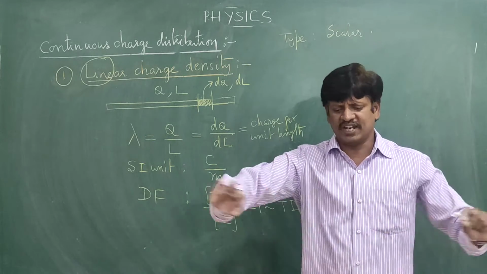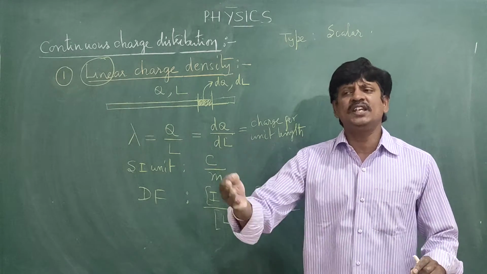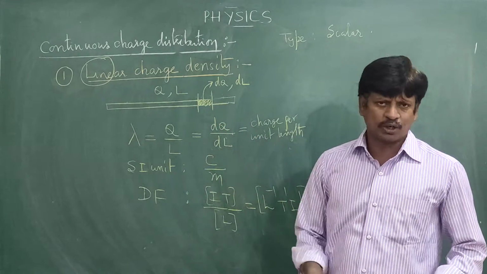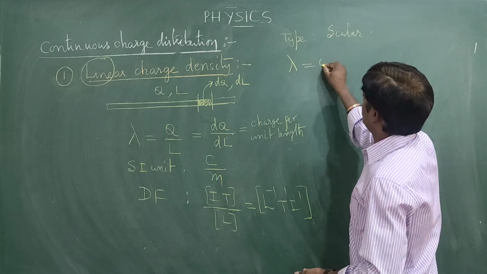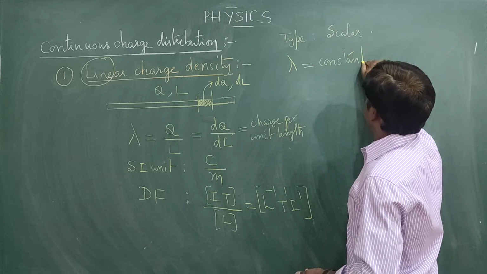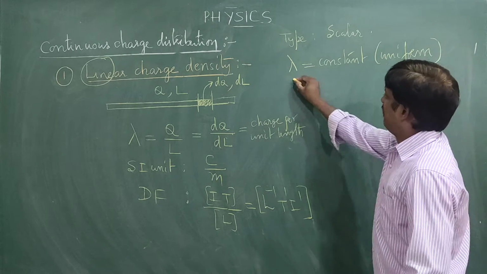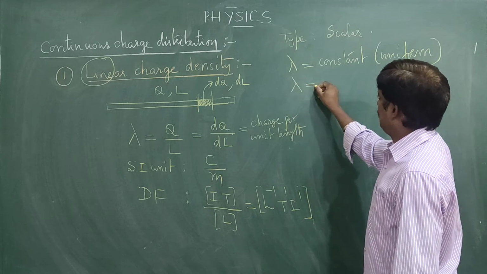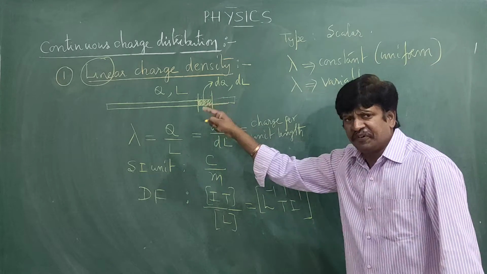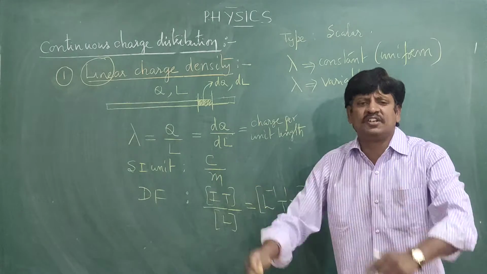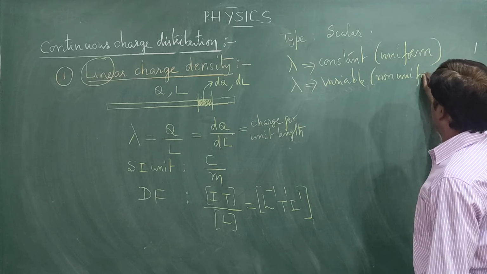If lambda is constant throughout the rod, then it is said to be uniform. If lambda varies from place to place inside the rod, then lambda is said to be non-uniform. If lambda is constant for the entire rod, then it is uniform charge distribution. If lambda is not constant, that means if lambda is variable, that means at different places inside the rod, charge is different, then we will say that one is non-uniform charge distribution.